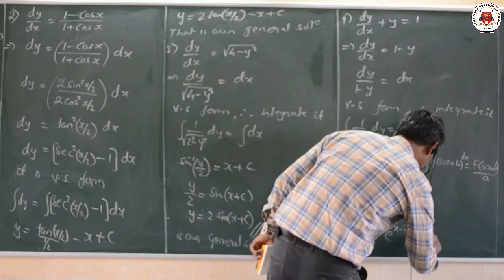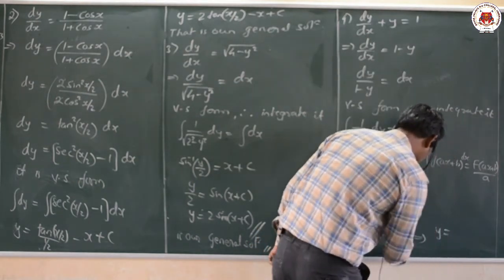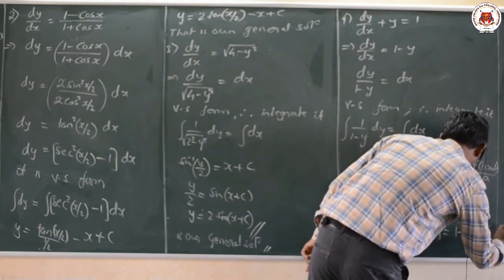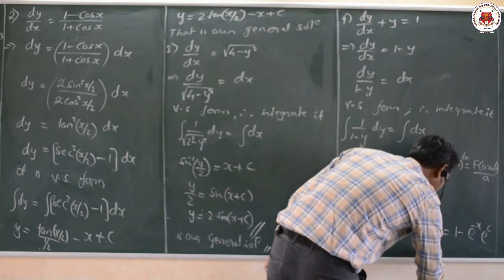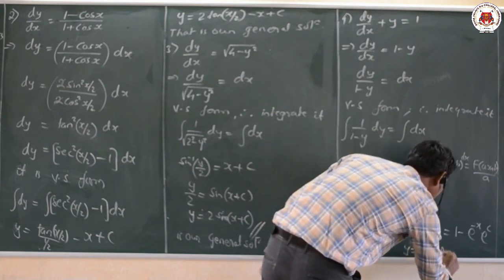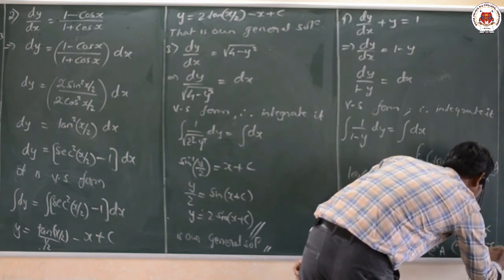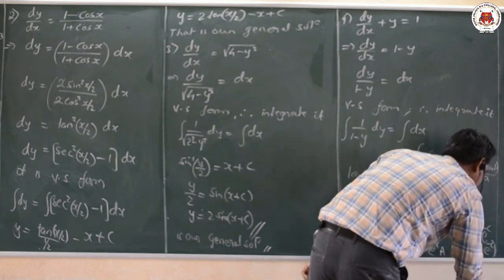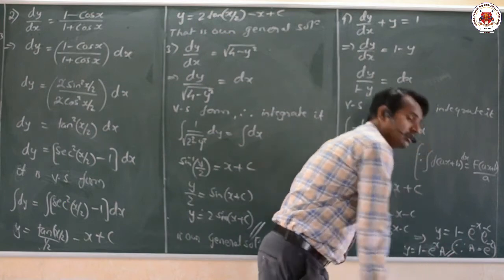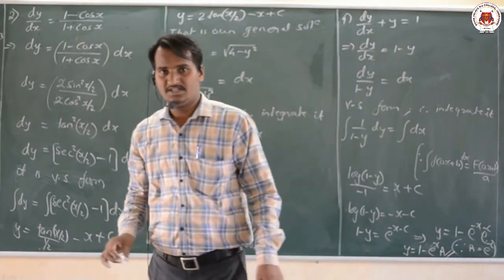So that implies I can write y is equal to 1 minus e raised to minus x into e raised to minus c, and that is y is equal to 1 minus a e raised to minus x, where a is equal to e raised to minus c, and that itself is our required general solution here, where a is our arbitrary constant.